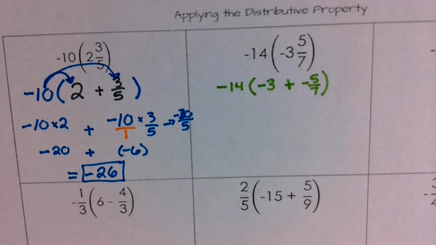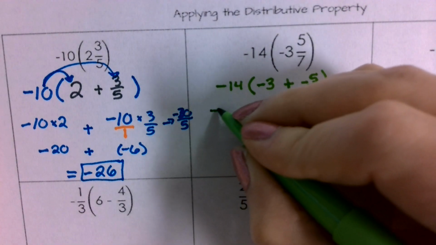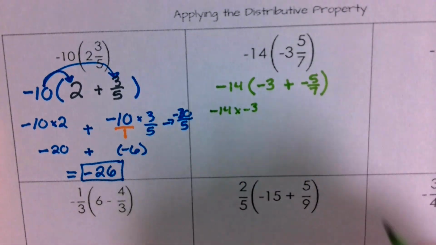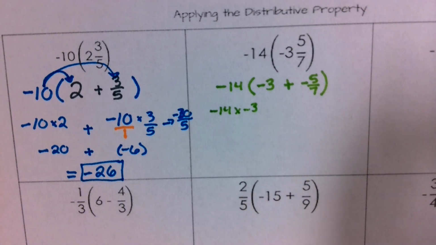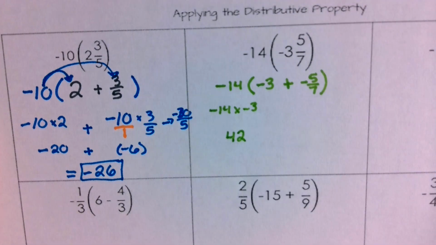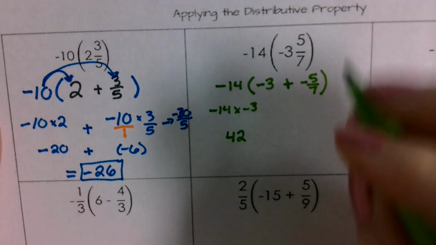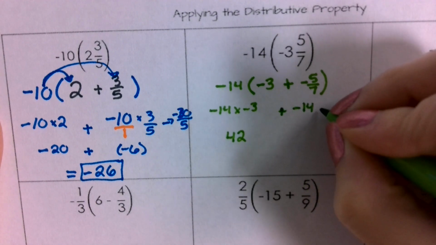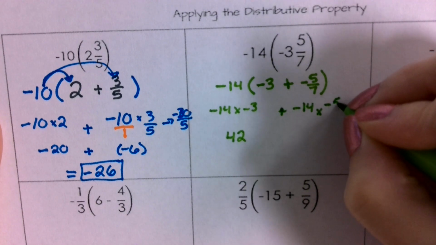So the first thing that we're going to do is we're going to multiply negative 14 times negative 3. Negative 14 times negative 3, since it's two negatives, it's going to come to a positive. 14 times 3, Montserrat? 42. Very good. So we're going to get a positive 42. Then we're going to multiply. We're going to have a negative 14, and we're going to multiply that by a negative 5 over 7.